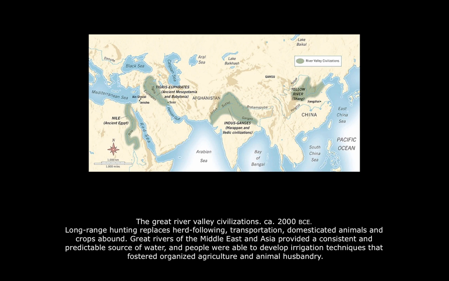We begin to see things like dugout canoes being used to transport goods pretty locally, and then pretty soon after this, we're going to begin to see the first trade that happens with other civilizations.